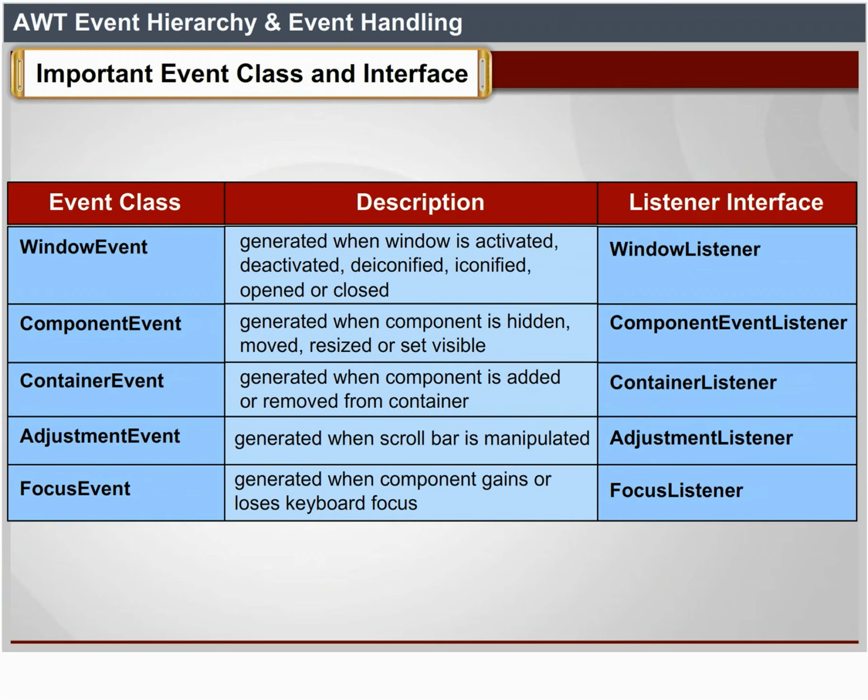Component event. Generated when a component is hidden, moved, resized or set visible. ComponentListener interface is used. Container event. Generated when a component is added to or removed from a container. ContainerListener is used. Adjustment event. Generated when a scroll bar is manipulated.